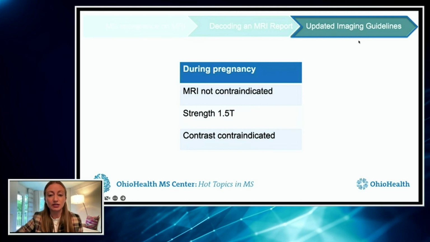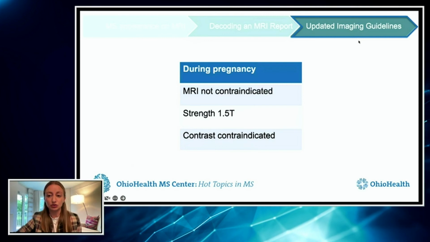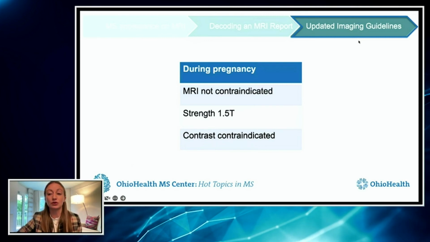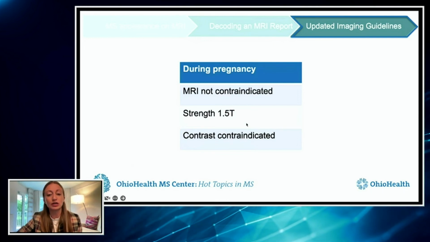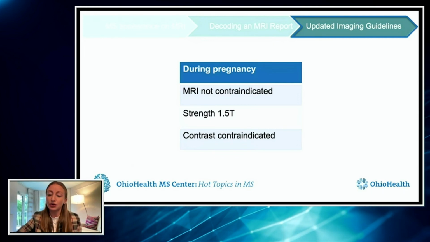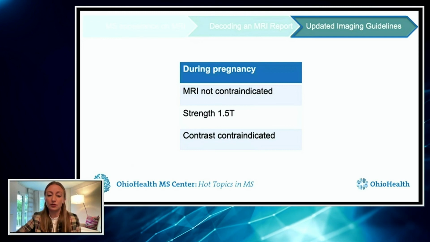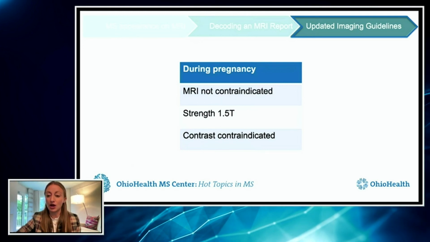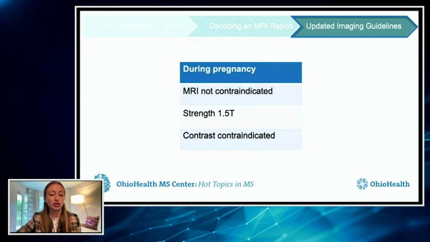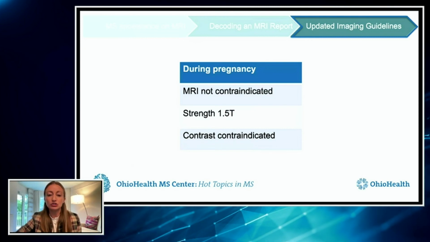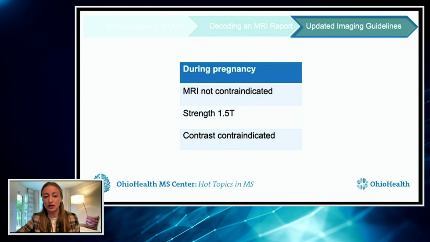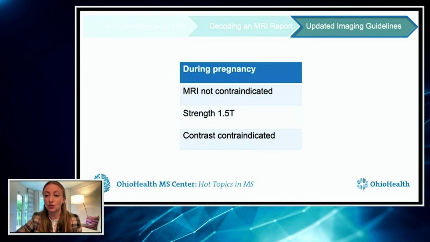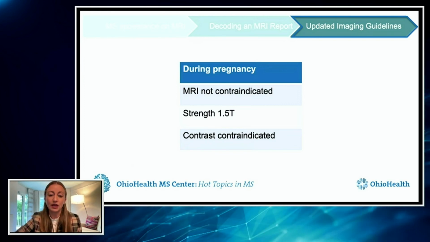When it's necessary to get an MRI during pregnancy, we do like to use an MRI with a lower field strength of 1.5 Tesla, and that's the strength of the magnet. That's important for us because we do have a couple of locations within OhioHealth that use a higher magnet strength of 3 Tesla. So in cases of someone getting an MRI during pregnancy, we would make sure to send them to one of the facilities that uses a 1.5 Tesla.